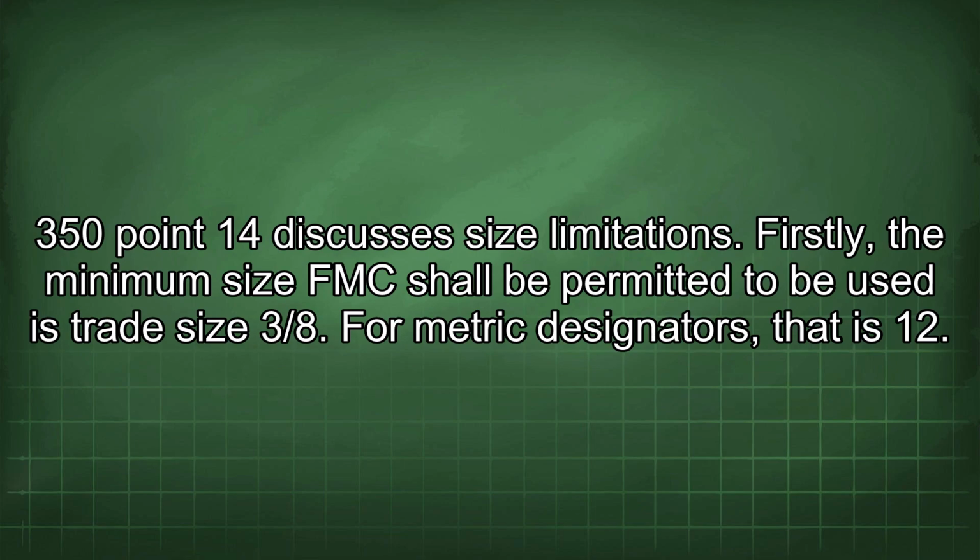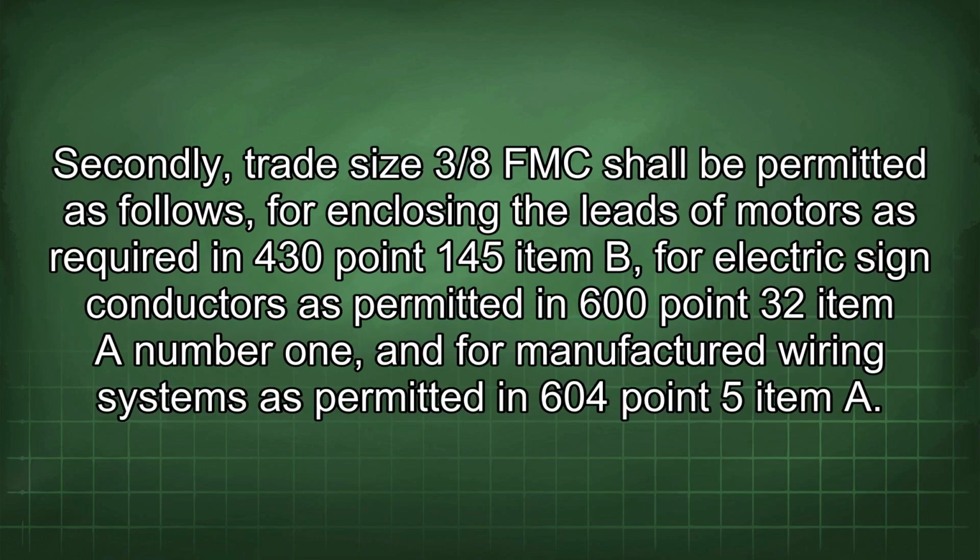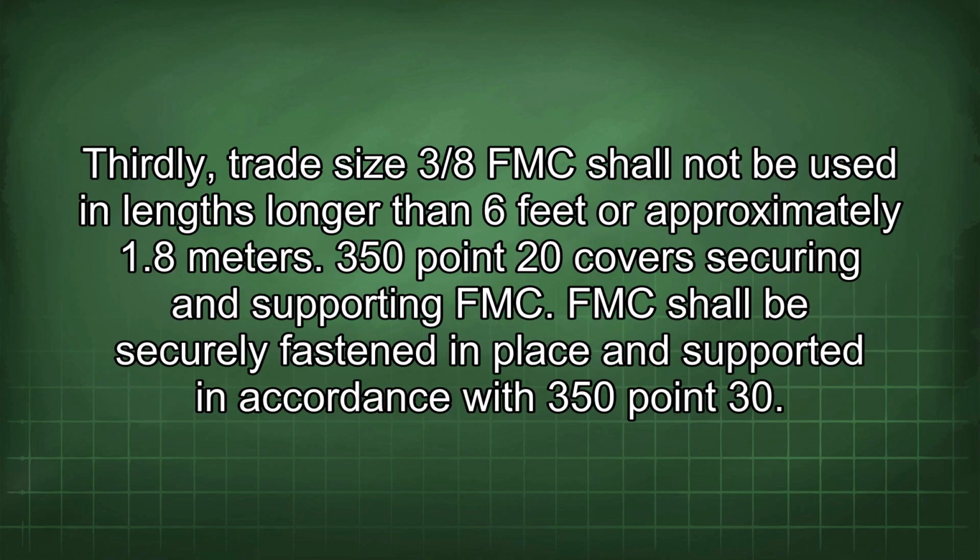350.14 discusses size limitations. Firstly, the minimum size FMC shall be permitted to be used is trade size 3/8. For metric designators, that is 12. Secondly, trade size 3/8 FMC shall be permitted as follows: for enclosing the leads of motors as required in 430.145 item B, for electric sign conductors as permitted in 600.32 item number 1, and for manufactured wiring systems as permitted in 604.5 item A. Thirdly, trade size 3/8 FMC shall not be used in lengths longer than 6 feet or approximately 1.8 meters.